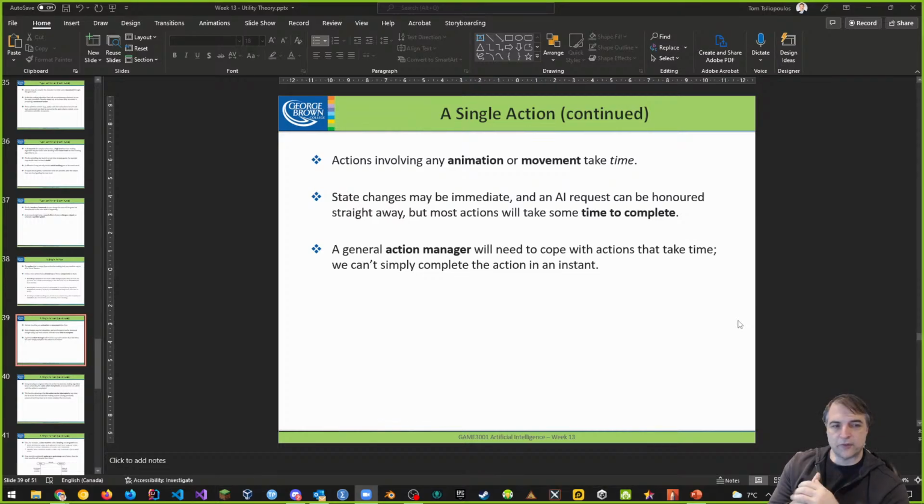But a lot of times, most actions take some time to complete. So if we're going to create a general action manager in this case, it will need to cope with actions that take time, and we can't simply complete the action in an instant. So we're going to have to queue up an action or schedule an action to be completed. And this idea of scheduling actions for an autonomous agent is very interesting, again, because it makes the actions they're taking less jittery and more realistic. Okay.